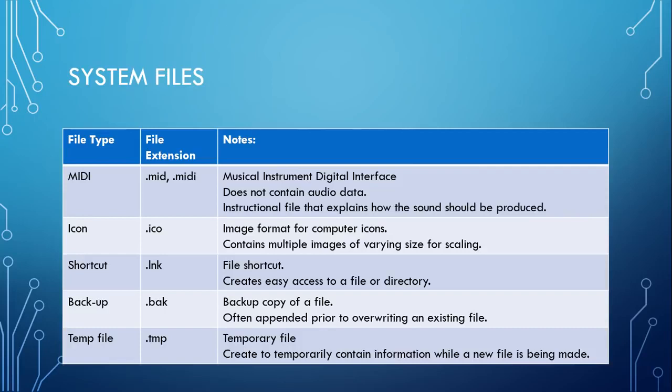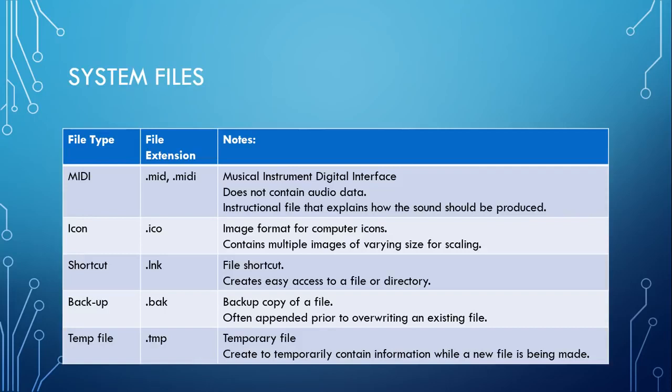Then we have an icon, or .ico. Now, this is an image format for computer icons, and an interesting thing about it is that it's actually not one image, it's actually multiple. And these are typically of varying things like size, depth, quality, all that stuff, in order to have scalability.